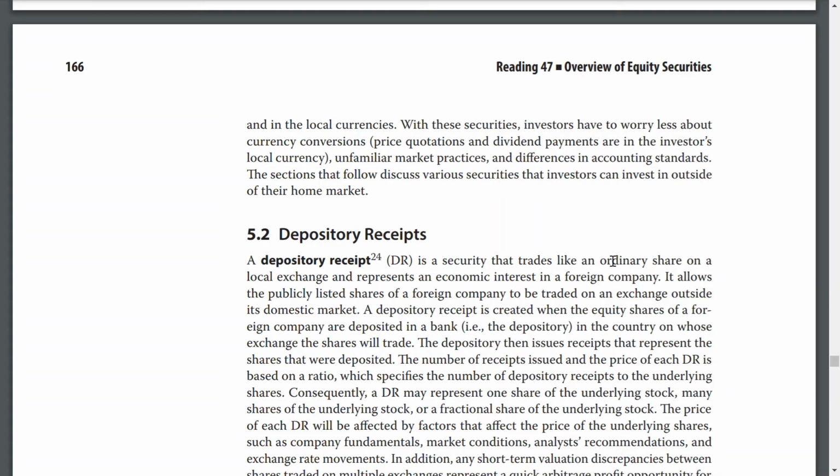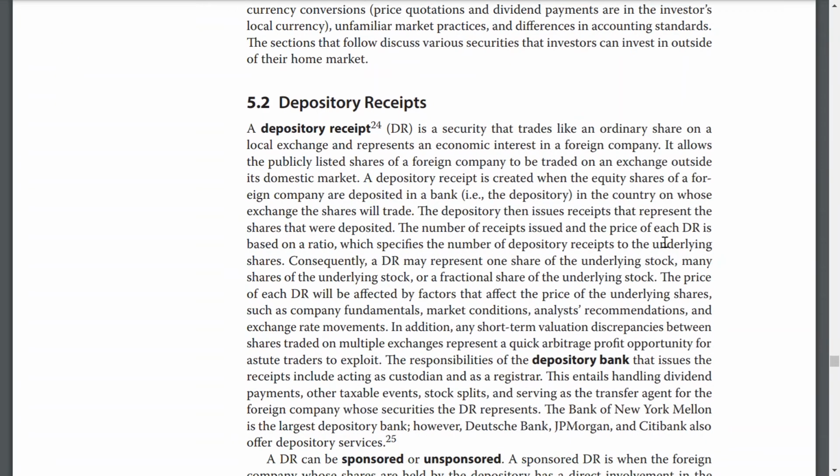The section that follows discusses various securities that investors can invest in outside their home market. The depository receipt, or the DR, is a security that trades like ordinary shares on a local exchange and represents an economic interest in a foreign company. It allows publicly listed shares of foreign companies to be traded on an exchange outside the domestic market.